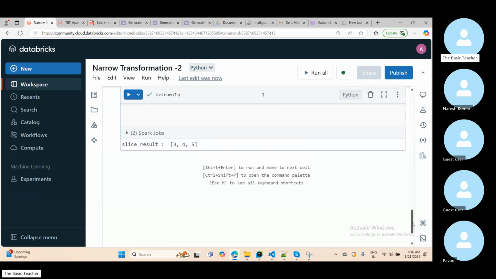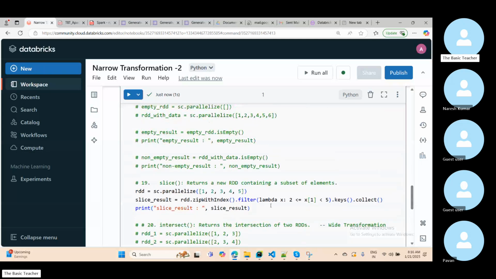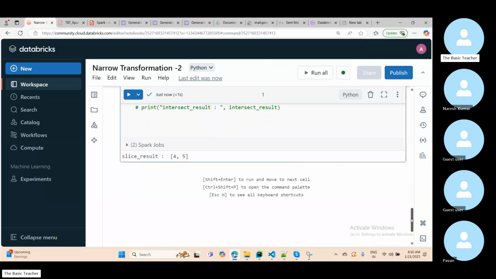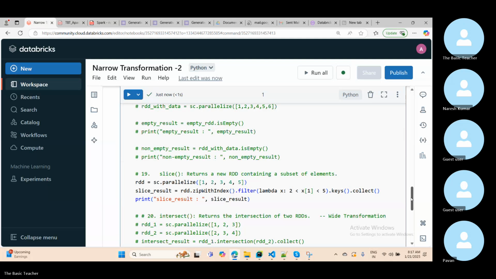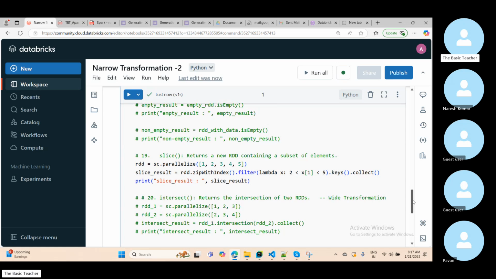Okay, yeah, 3, 4, 5. This is okay. If I remove this equal symbol, then this is taking 4 and 5. Okay. Yeah, so this is just to define the range. Whatever range you are looking for, with that range you can do the slicing.